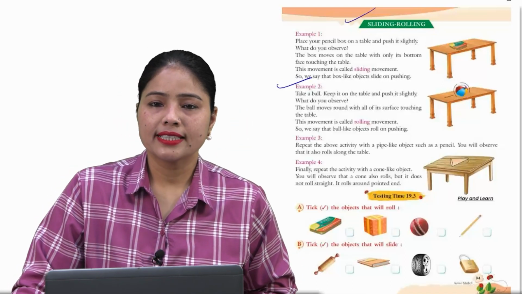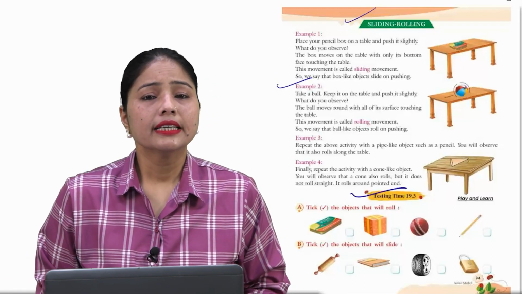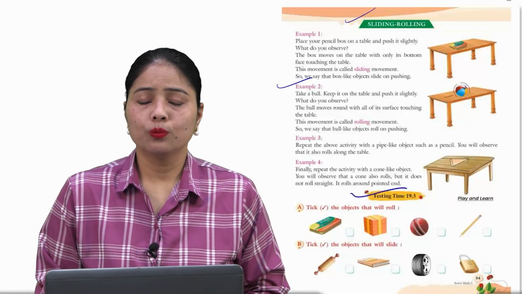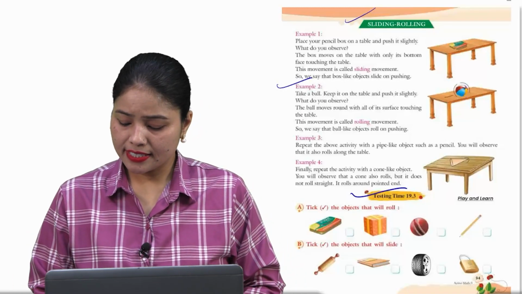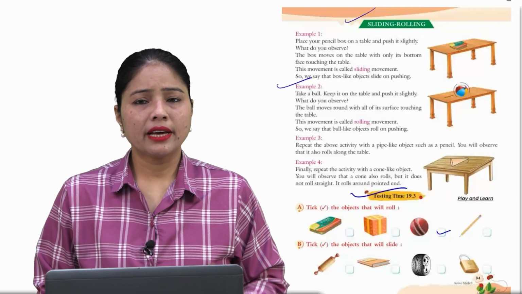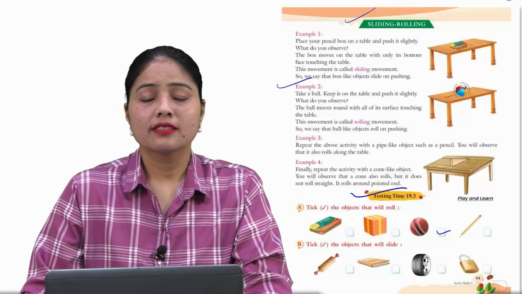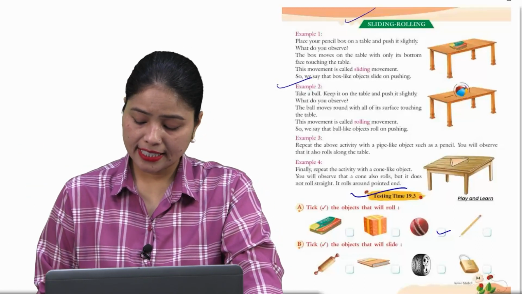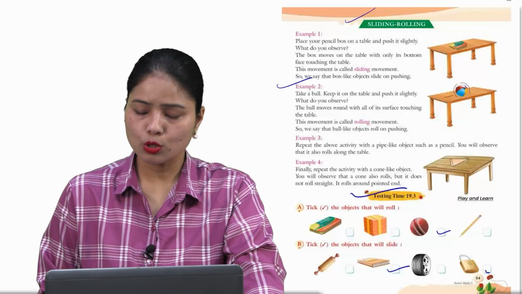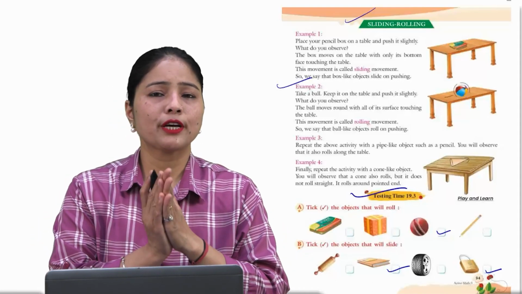So now testing time 19.3. Tick the objects that will roll. Roll कौन से हमारे objects होंगे? So yes, this is roll. बाकी हमारे क्या होंगे? Slide होंगे. Now B. Tick the objects that will slide. अब slide कौन से होते हैं? तो yes, we can say that this will slide and that will also slide. Okay. So beta, these are the examples. Now you have to fill it by your own.